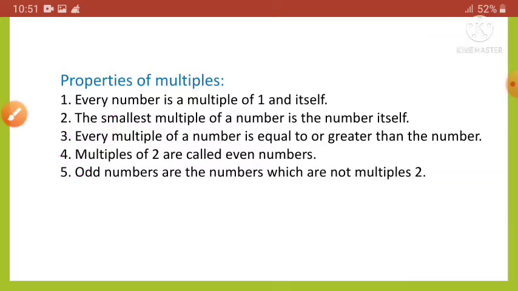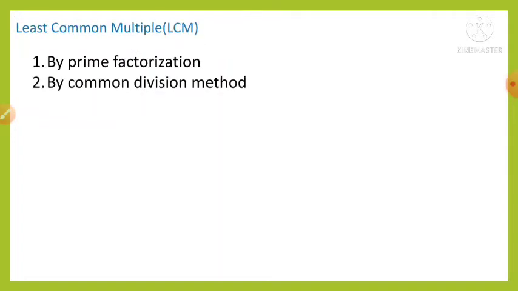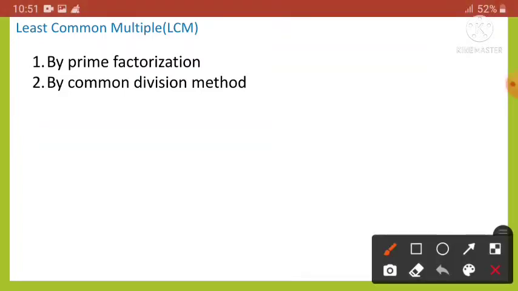Now go to the lesson, that is LCM, least common multiple. Now if you want to find the least common multiple: the smallest number that can be divided by the given numbers without leaving any remainder is called the LCM, or least common multiple, of the numbers. If we take an example, we want to find the LCM of 3 and 4.